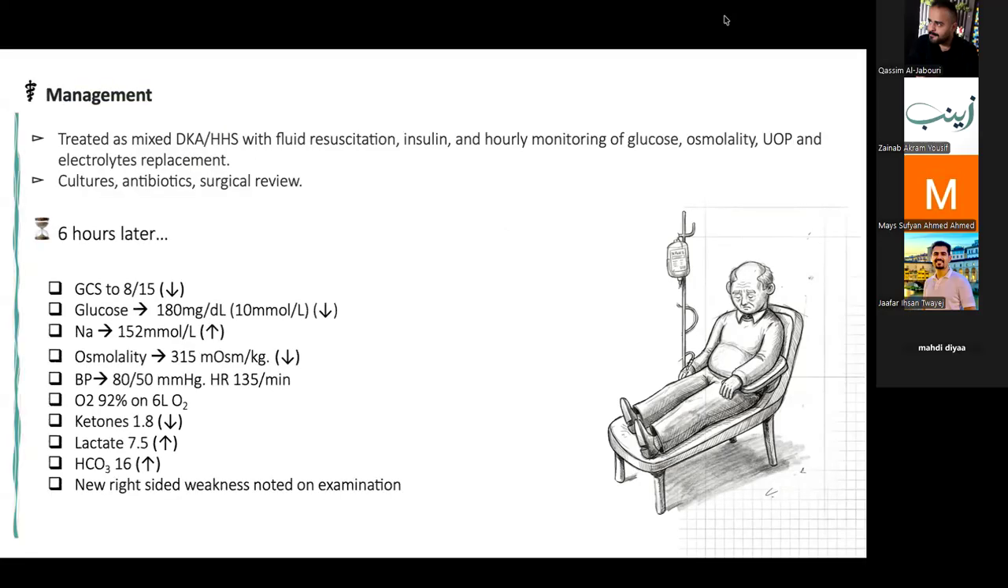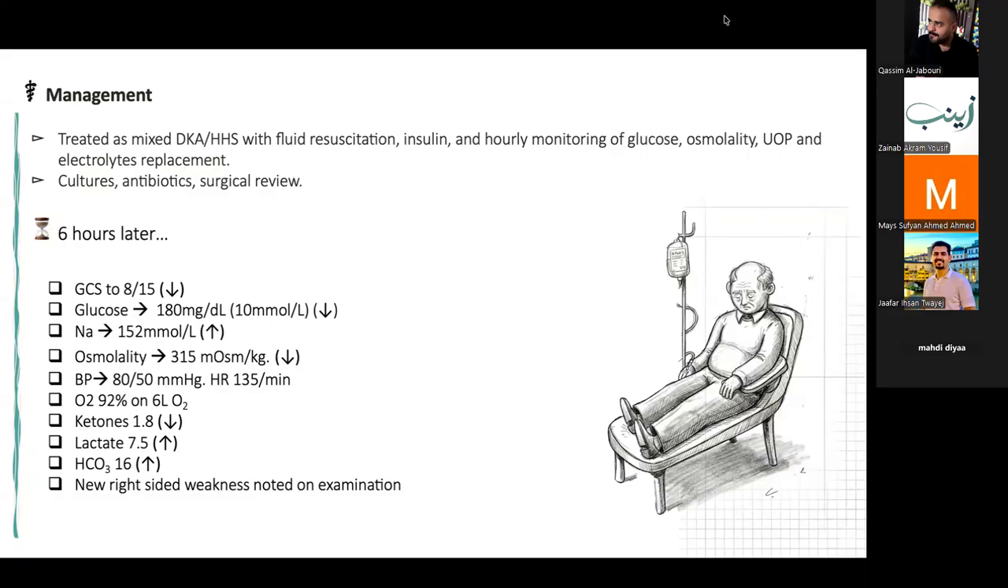Okay, so his Glasgow score is decreasing. It's 8. Maybe he needs intubation at this point, or to be admitted in the intensive care unit. Okay. And we have the right-sided weakness. Maybe this is a new episode of CVA. Excellent. I like the way you broke things down.